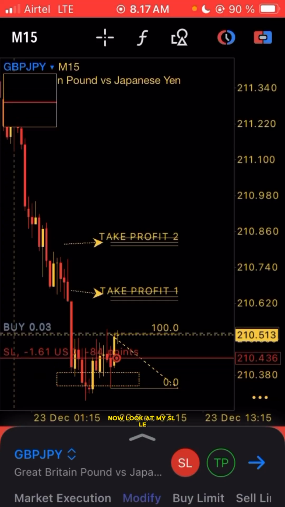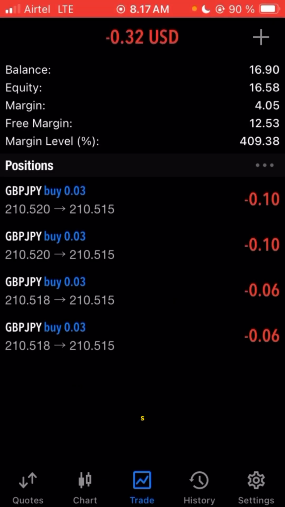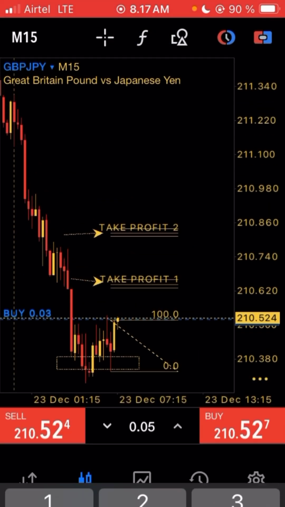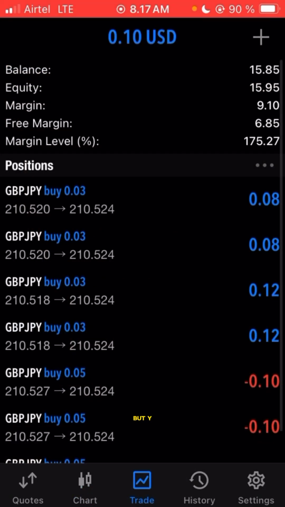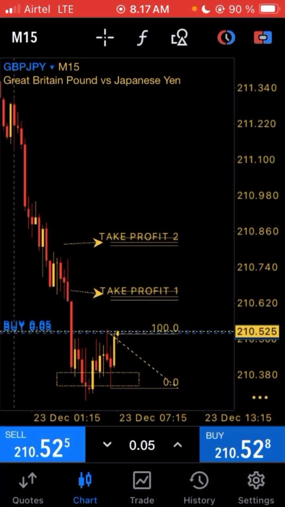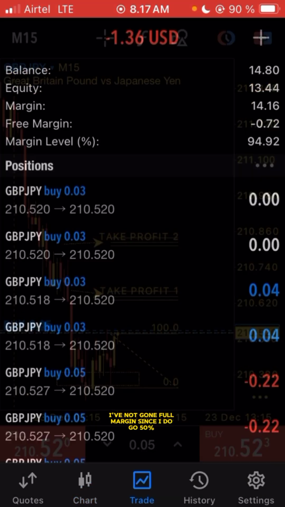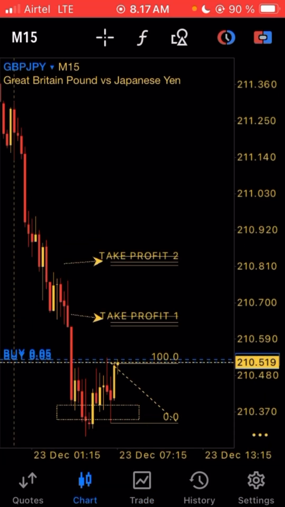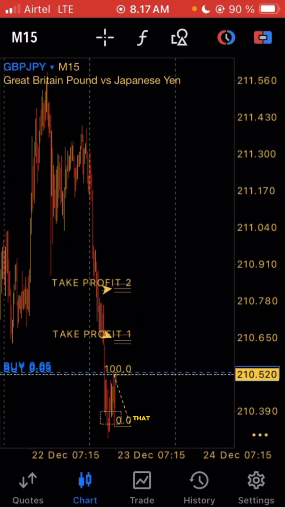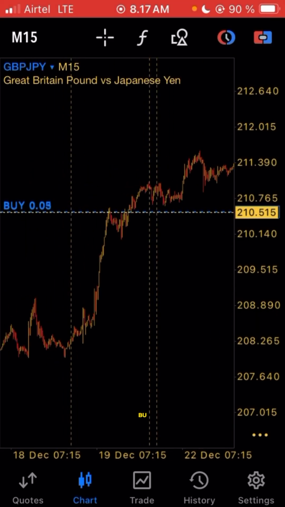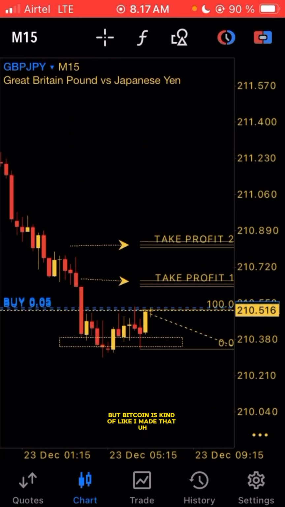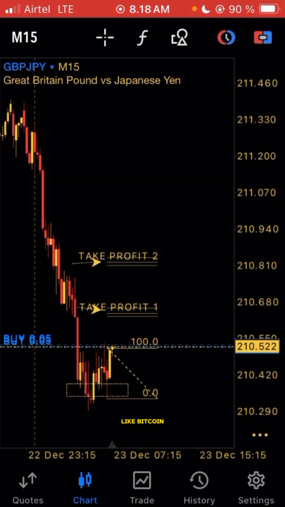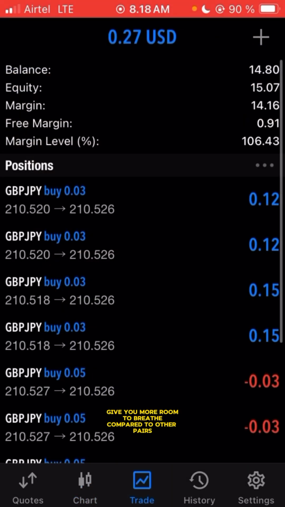Now look at my SL level right there. I'm using a very tiny SL when it comes to my risk. I'm not using a big one, but I will be going full margin. I've not gone full margin since I usually go 50% or 70%. Yeah, that Bitcoin trade was full margin, but I made that explanation earlier. The stop loss level on Bitcoin gives you more room to breathe compared to other pairs.